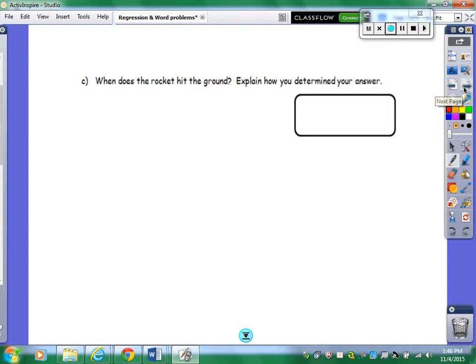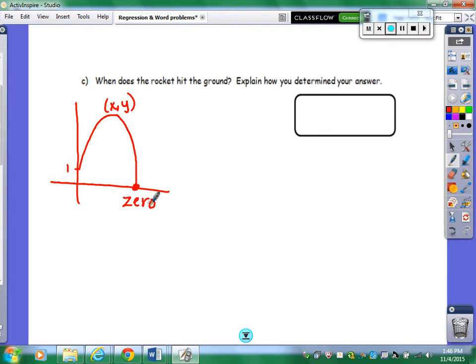All right, when does the rocket hit the ground? Well, think about what's happening here, okay? This thing is starting off at 1 foot. It's going to shoot up to about 40 feet and then drop back down and hit the ground. Here's our vertex xy, not drawn to scale by any means. All right, what is this called? What vocab word is that? Well, hopefully you said it's a zero. So we want to find when the rocket hits the ground, we want to find the zero.